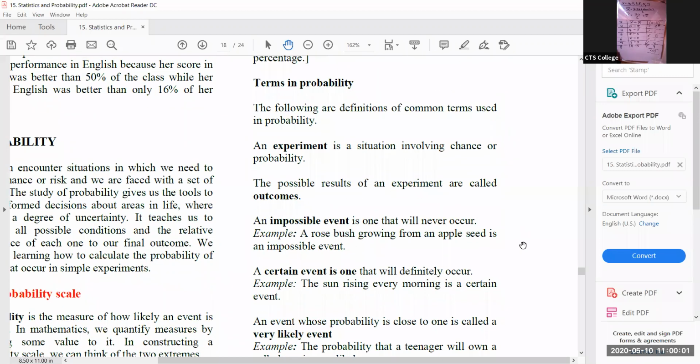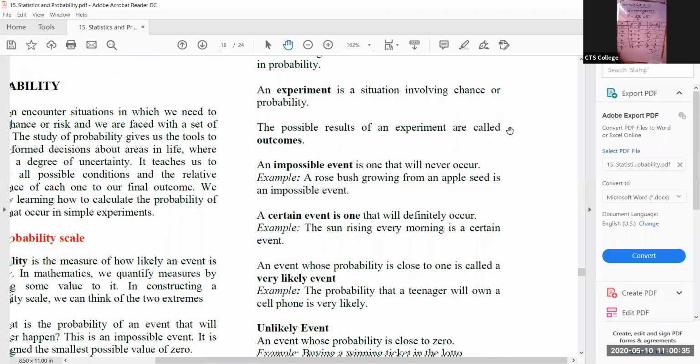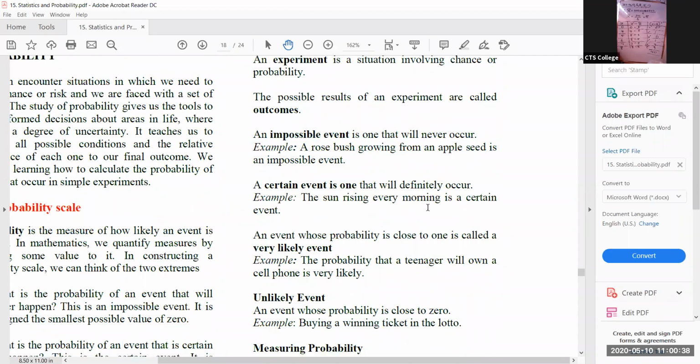Now, terms in probability. Some of the terms include experiments, outcomes, impossible event, an event that's certain to happen, an event that is very likely to happen, an unlikely event, etc. Okay, so let's see. An experiment is a situation involving chance or probability. The possible results of an experiment will be called the outcomes. An impossible event is one that will never occur. So for example, a rose bush growing from an apple seed is an impossible event. A certain event, which is one that will definitely occur, is the sun rising every morning. Now this is a certain event. You know it's going to happen for sure.